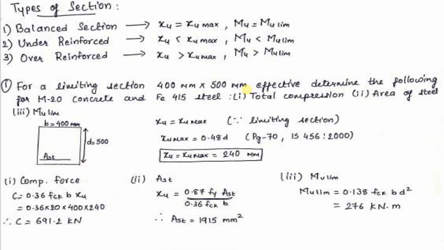So moving on to the compression force, B we have already seen is 400 mm. Xu we have calculated here; Xu will be taken as 240. So substituting every value in this equation, the final answer, that is capital C, comes out to be 691.2 kilonewton.